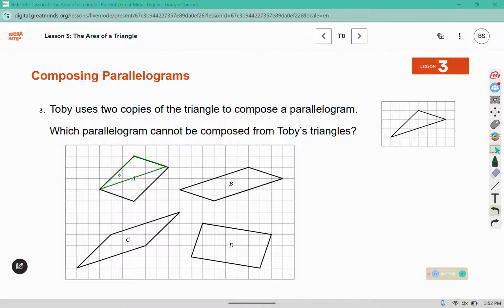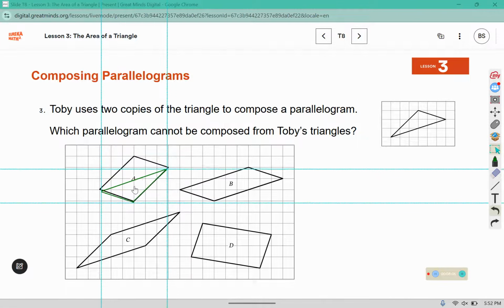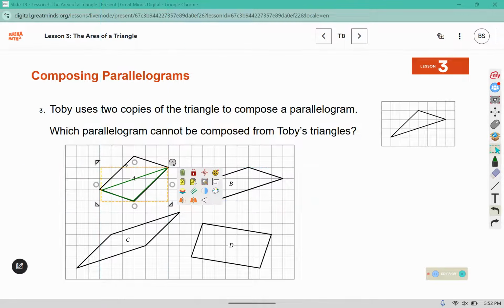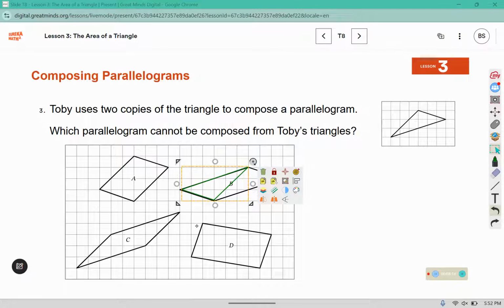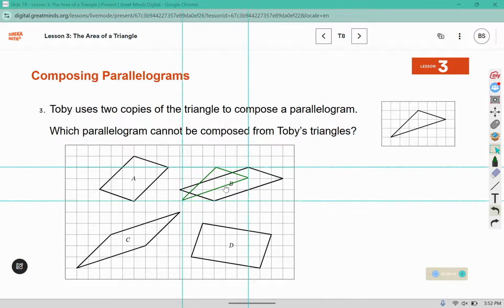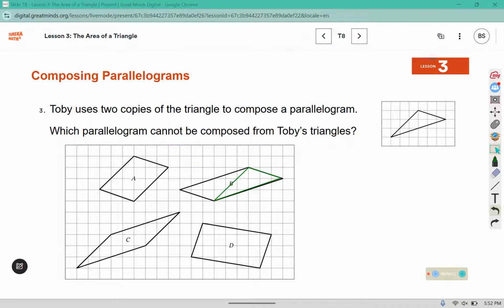So another copy of this triangle, if we rotated it and stuck it down in this corner, 2 of the copies would work here. So A can be composed from this. Here I see this section can be composed of it. And if I rotate and put this piece here, a second copy would fill in the rest of the parallelogram. So B can be composed of those.